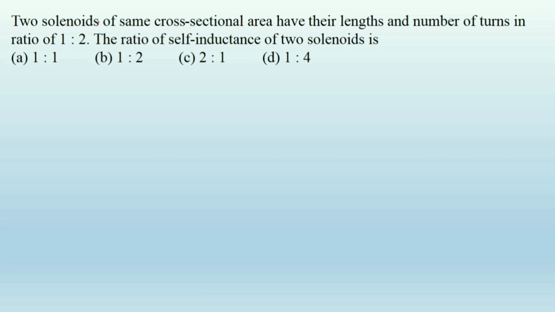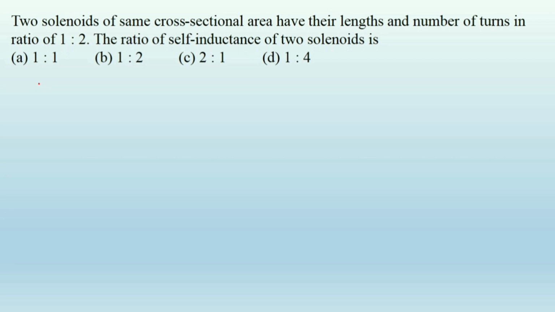Two solenoids of the same cross-sectional area have their lengths and number of turns in the ratio of 1:2. The ratio of self-inductance of the two solenoids is, in this problem, there are two solenoids. Both the solenoids have lengths and numbers of turns in the ratio 1:2. So we have to calculate the ratio of self-inductance of the two solenoids.